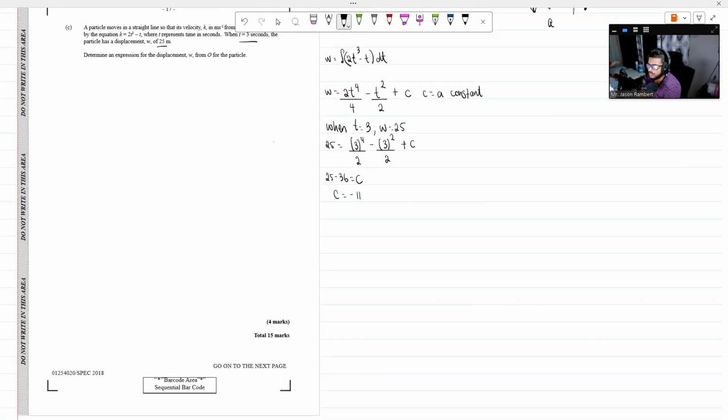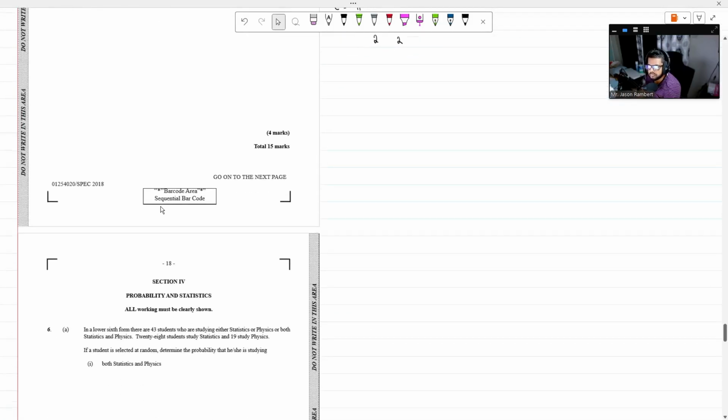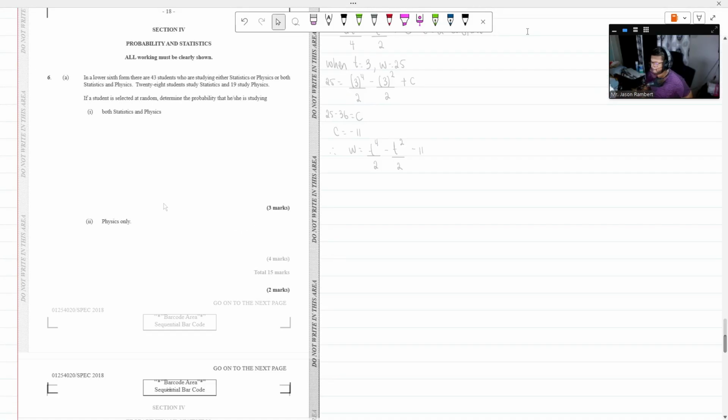So therefore, w is equal to t to the power 4 over 2 minus t squared over 2 minus 11. Right, and that's it for number 5.